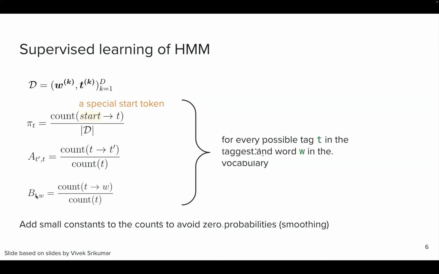And then for our emission probabilities, we are going to check how many times we see a certain word with a certain tag, divided by the number of times that tag appears. So if we had, for example, the part of speech tag noun, how many times a word, I don't know, dog is labeled as a noun, relative to all the nouns in the corpus.